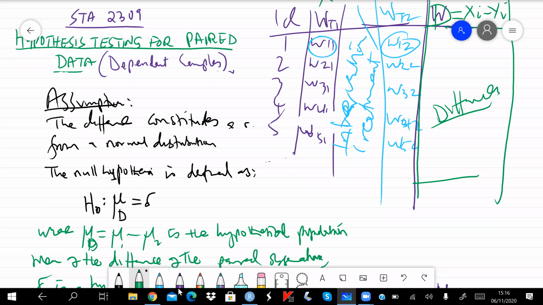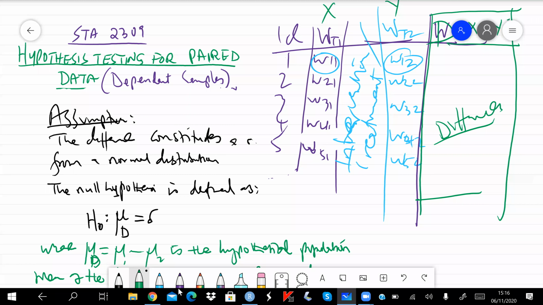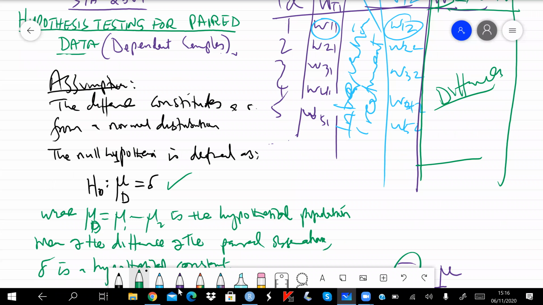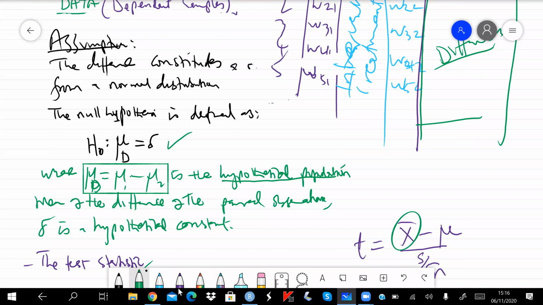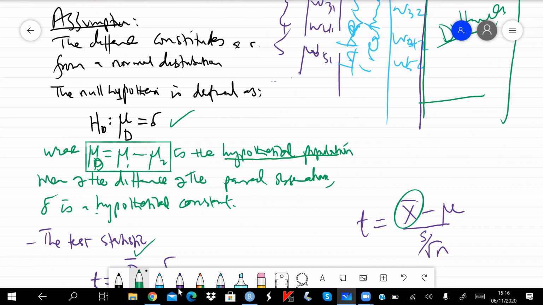In that case, we'll be testing the null hypothesis H0 that mu of D is equal to some hypothetical constant delta, where mu of D is the difference between the population means, mu1 minus mu2, the difference between the hypothetical population means for the paired observations. And delta is a hypothetical constant. It can be 0, it can be some other non-zero value.